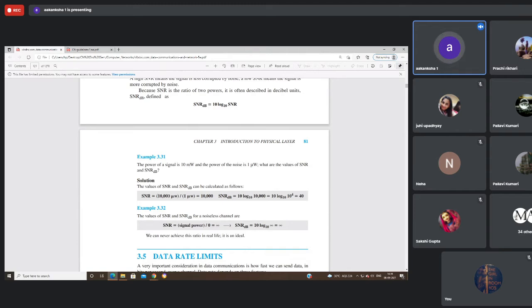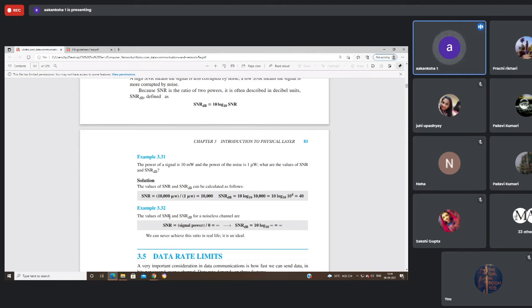So 10 milliwatts will become 10,000 microwatts upon 1 microwatt. This is noise power, this is signal power. Signal power upon noise power is SNR, that is 10,000. So SNR is 10,000. Now for computing SNR dB, we need 10 log 10 of 10,000, which is 10 raised to the power 4. So 4 comes here. 10 log 10 of 10 is 1. So this becomes 40. So SNR is 10,000 and SNR dB is 40.